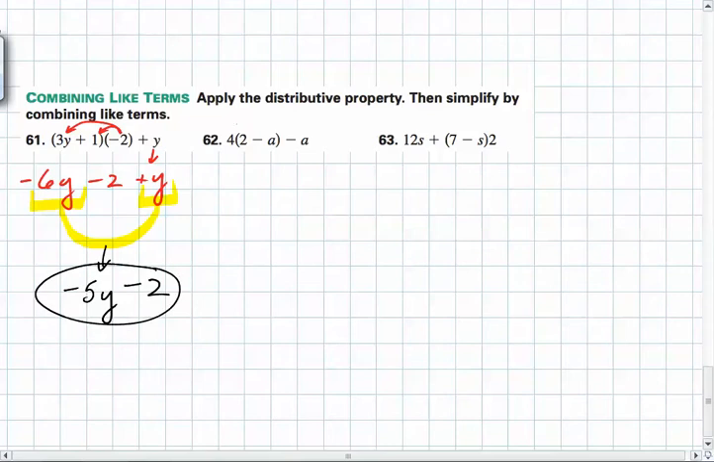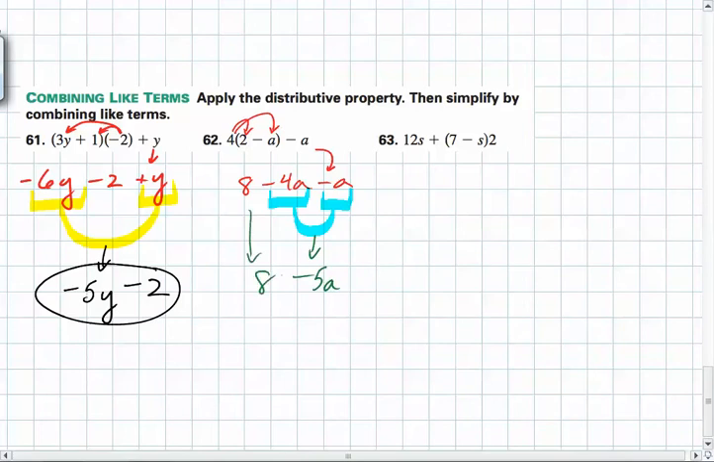In our second equation, the 4 gets multiplied by 2 to get 8, and the 4 gets multiplied by -a to get -4a, and the -a drops down right there. I see two like terms, -4a and -a, so you have -4 of them and -1 of them. These combine to make -5a, and the 8 drops straight down. You can write it as 8 minus 5a, that's fine.